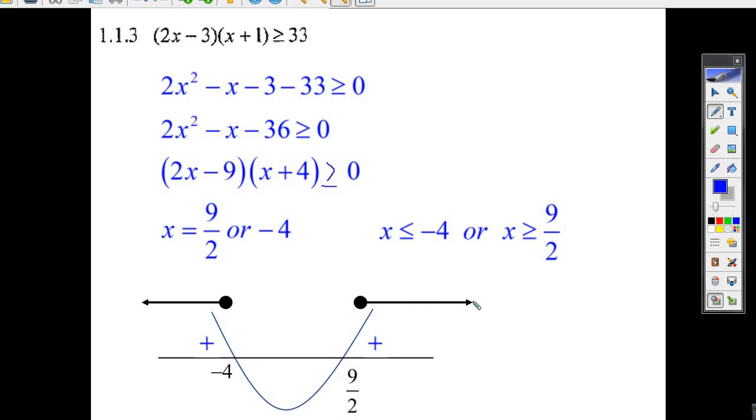I illustrated it on the number line, but you get your other 2 marks if you say x is greater than or equal to 9 over 2, or x is less than or equal to minus 4. There are 2 separate sets, and you use the inequality to describe them.